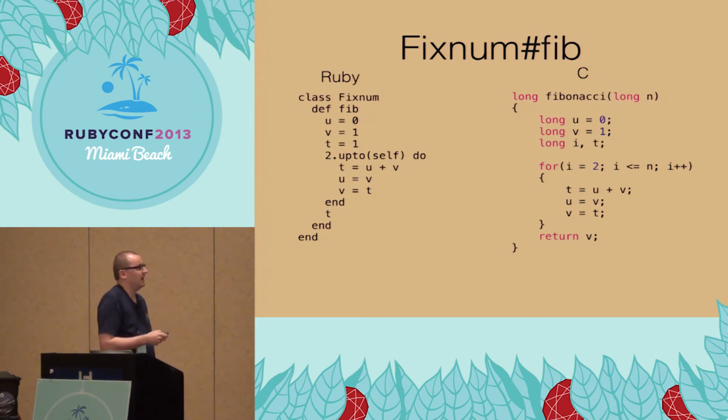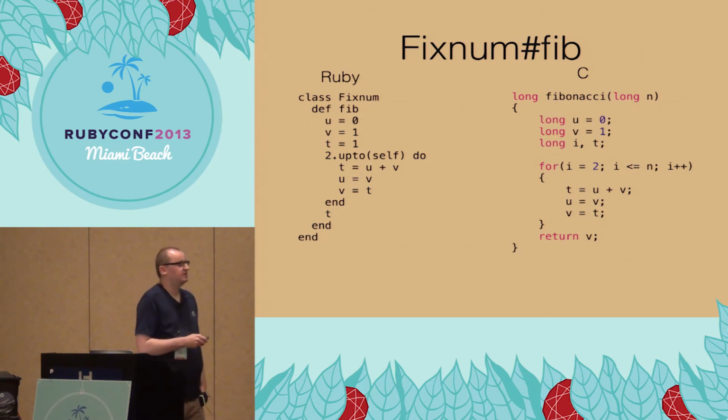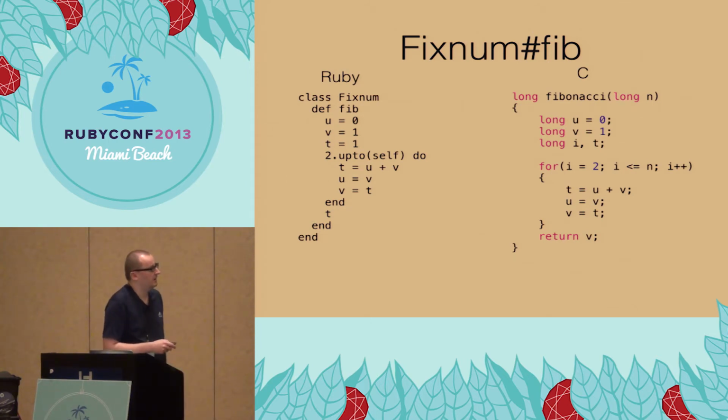This is how you would monkey patch Fixnum in Ruby to add a Fibonacci number method to Fixnum. What you would do is reopen the class and define the method. And this is the equivalent C implementation. The algorithm is pretty much the same. It's an iterative algorithm. It doesn't really matter that the control structures are different.